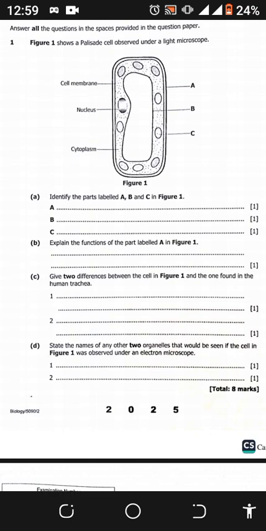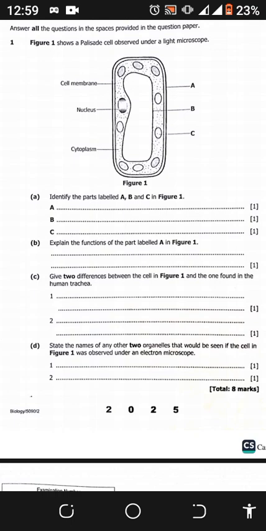So the first difference is that the cells found in the human trachea are ciliated cells, meaning that they have cilia. They have cilia, which are like fibers, strands that trap dust. So this cell does not have cilia. That's one difference, whereas the cells found in the human trachea have cilia.